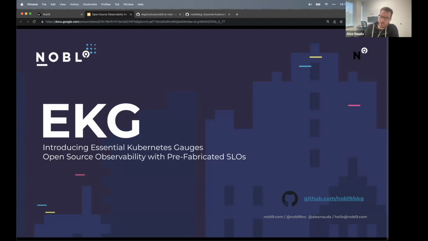EKG stands for Essential Kubernetes Gauges, and it is a set of prefab service level objectives for Kubernetes. I'll give you an overview of why we built it, what it consists of, how you can use it, how you can get started, and also how you can contribute if you're interested in getting involved with prefab SLOs as a part of OpenSLO in open source.